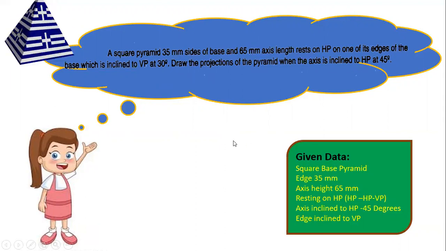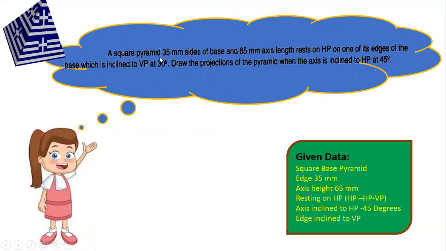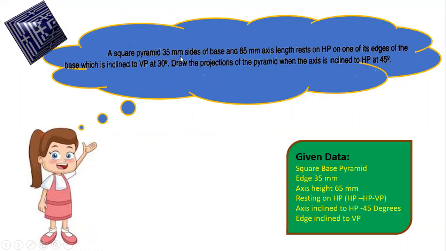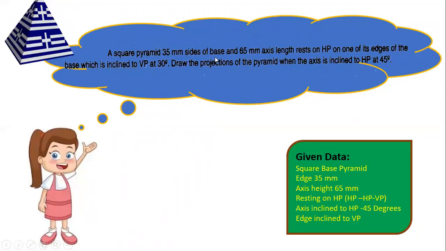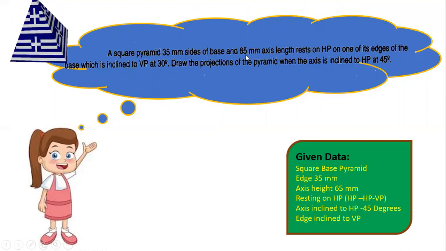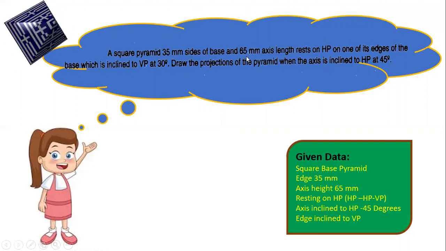First, write down the given data. Here, the solid figure is a square pyramid and the dimension of the square is equal to 35 mm. And it is resting on one of its sides. So, side should come to the extreme right position and 65 mm axis length. So, height of the pyramid is equal to 65 mm. And it is resting on HP.